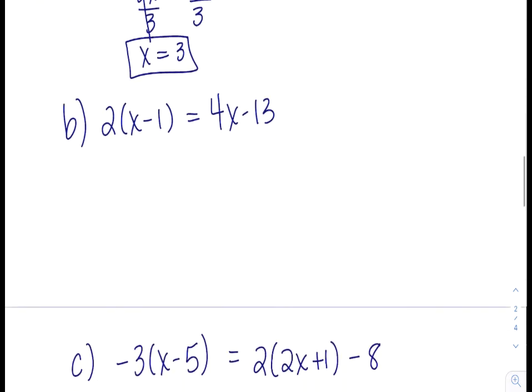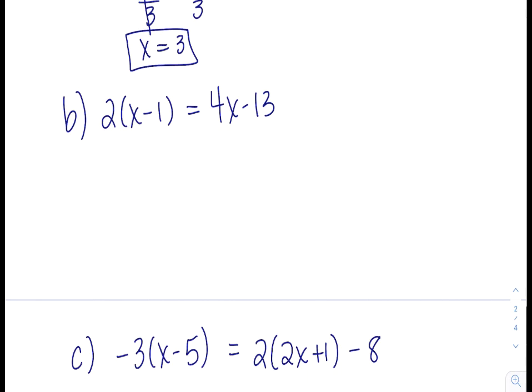In part B, we need to distribute before we solve anything, because here you have 2 in front of the parentheses. So when we distribute, we multiply both terms inside the parentheses by what's on the outside. 2 times x is 2x. 2 times negative 1 is negative 2. And then the right side is fine.